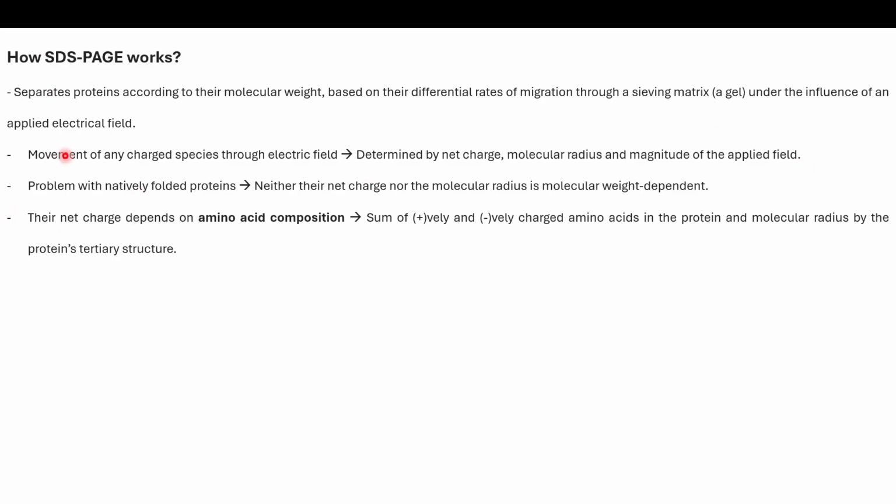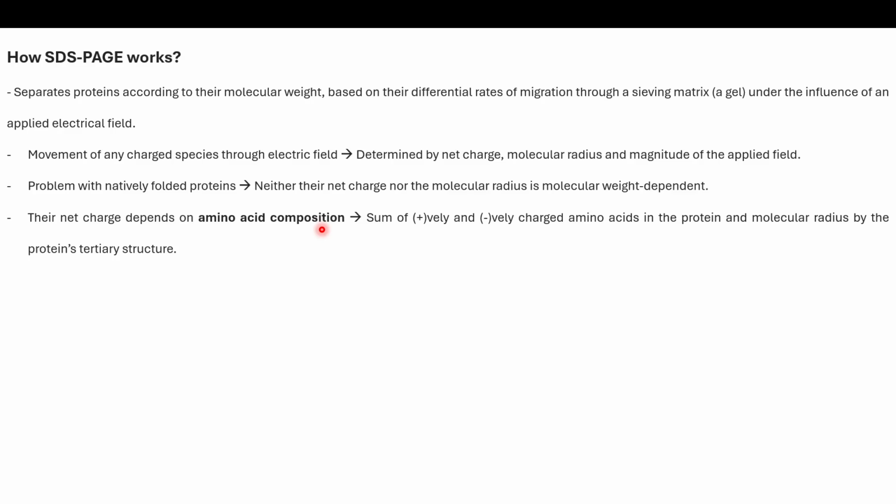And in SDS-PAGE, why do we really need to do SDS-PAGE? What is the problem with natively folded proteins? Neither their net charge nor their molecular radius is dependent on the molecular weight, and the net charge of a protein depends on its amino acid composition. The side chains of amino acids can vary, and based on the pH of the surrounding medium, the overall charge on one amino acid can differ.